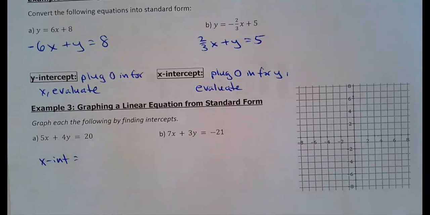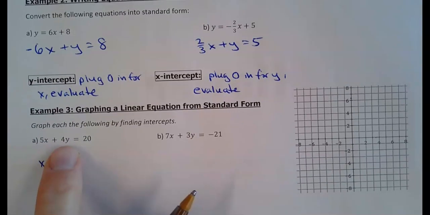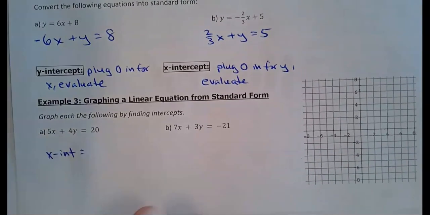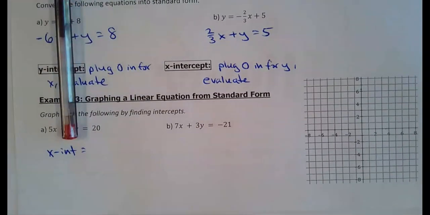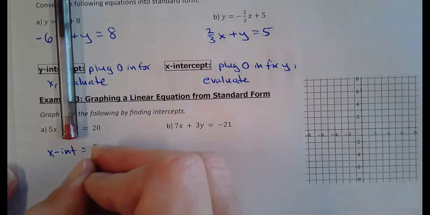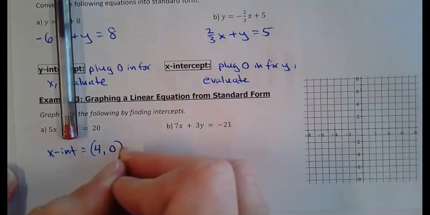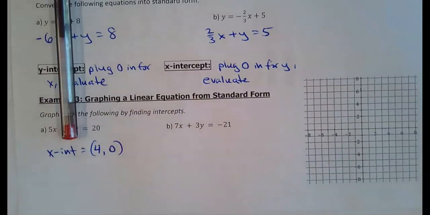Now the quickest way to do that, if I plug 0 in for y, 0 times 4 is 0, I just knock that term out. So if I knock that term out, I got 5x equals 20. If I solve for x, it's 4. So when I plug 0 in for y, I got 4, so that's the coordinate (4, 0), because x is 4 when y is 0.